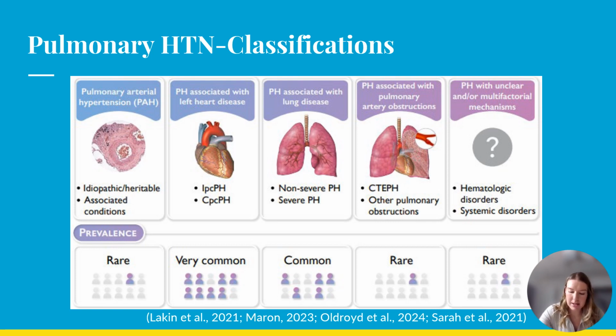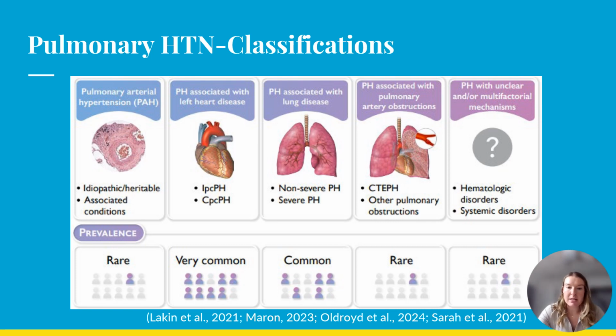The second classification of pulmonary hypertension is caused by left-sided heart disease. This includes, regardless if you have a reduced or preserved ejection fraction, valvular disease such as mitral valve disease, congenital left-sided obstructions or cardiomyopathies. And this is the leading cause of pulmonary hypertension. So there's a lot of people that fall into this category.